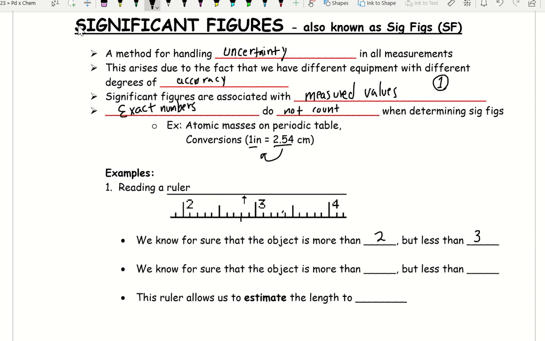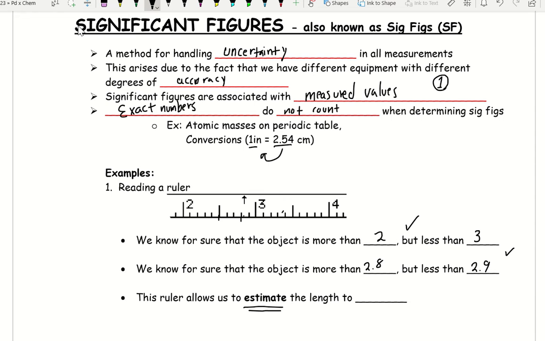So don't forget to be careful. This is 2.8. So we know it's more than 2.8 even. So always start with the least precise conclusion, and then we're getting to the most precise conclusion, and we know it's less than 2.9. So we are pretty confident with this level of precision. Now, we're going to always finish our measurements with an estimate. Our last digit must be an estimate.